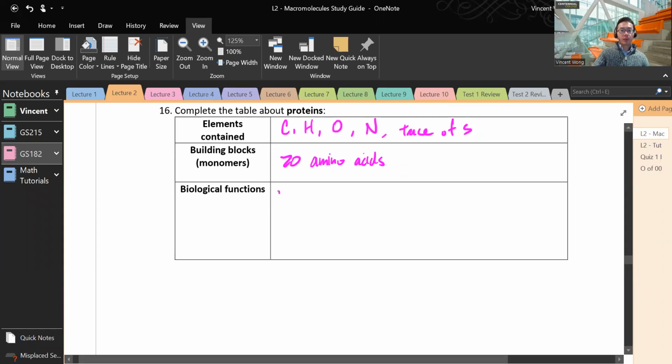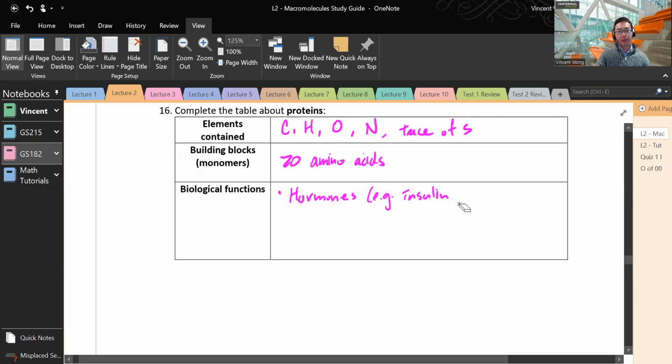Biological functions. What do we use proteins for? Some of them are hormones. Hormones can be lipid, such as testosterone and progesterone, but in fact, most of them are protein hormones. An example of a protein hormone that you might have heard of is insulin. It helps you regulate blood sugar. After a meal, the insulin would help you absorb that glucose from your blood.